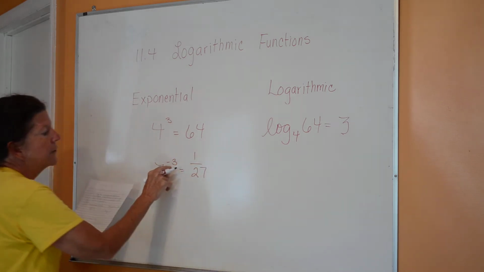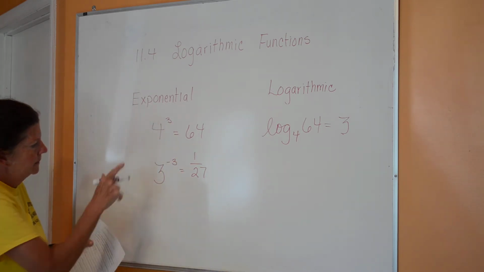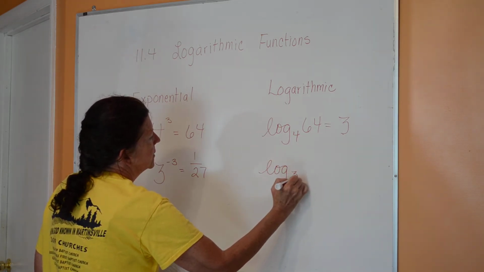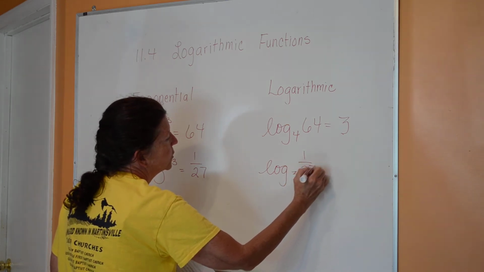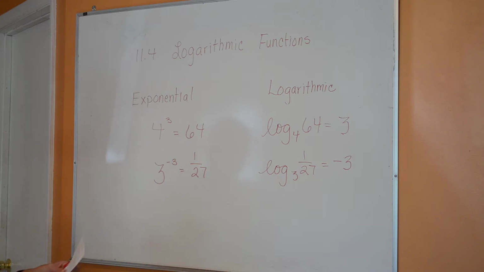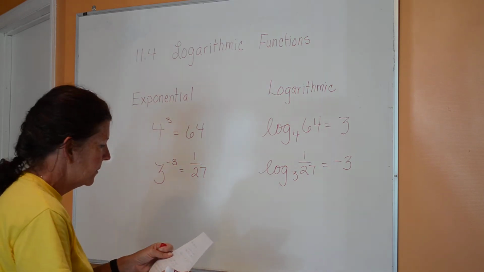Remember that the exponent -3 means that it's actually 1/3 cubed. In logarithmic form, so base 3 of 1/27 is equal to -3. Now, it's going to become very important that you can do that in order to be able to solve your problems.